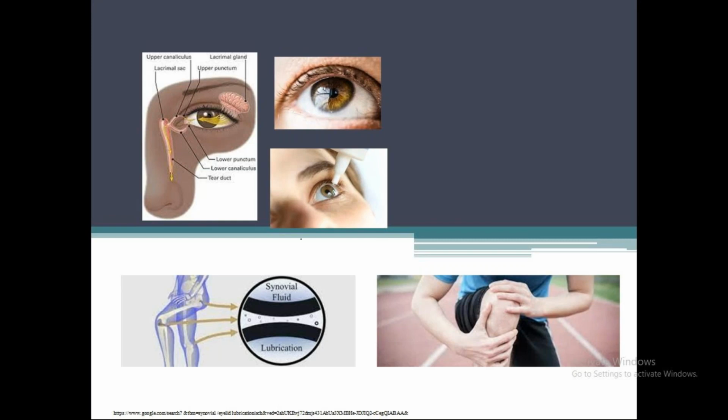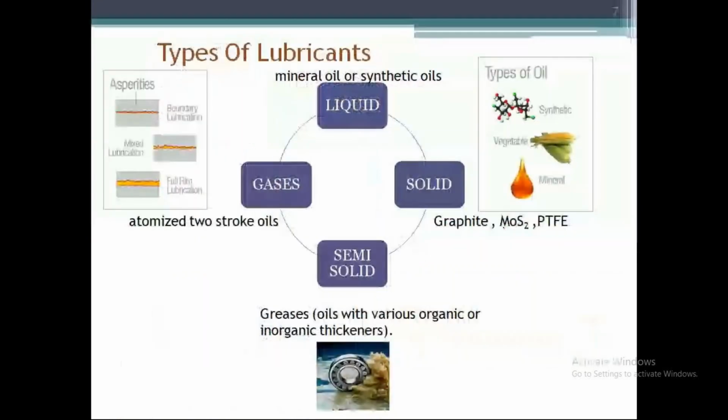Similarly, your eyelid is rubbing onto your eyes millions of times daily. Just imagine if there were no lubricant present here, your eyes would be full of scratches, right? So there we have a gland called the lacrimal gland that supplies the lubricant required for the eye. So lubricant is a generic or holistic term we can adopt for all fields. Now we will focus on industry-specific types of lubricants.